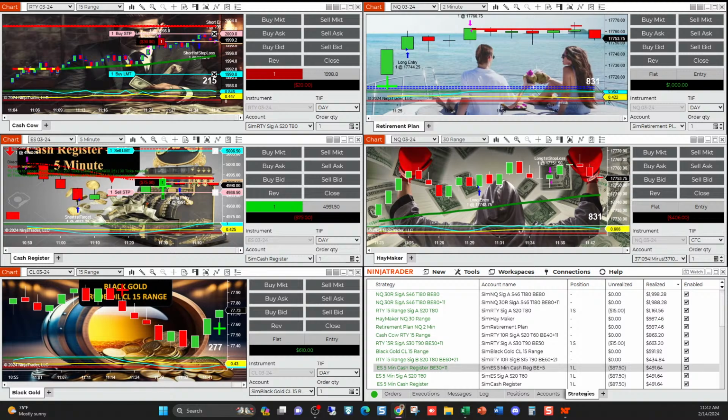Scott said his NQ30 range Signal A did the best today. Scott, how much did it make? Anybody else out here who has strategies running, let me know your high water mark, which one it was too.